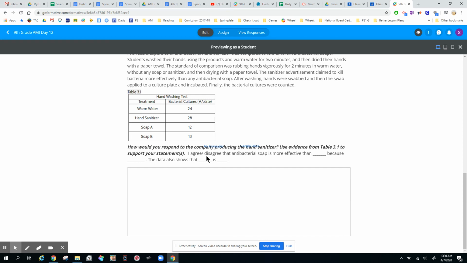with that statement about antibacterial soap. Well, you could use this sentence frame if you'd like to, or you could change it up and go a different direction. You could just agree or disagree that the sanitizer killed more bacteria. Whichever way you'd like to do it is fine. Okay, so the sentence frames are there to help you if you'd like.